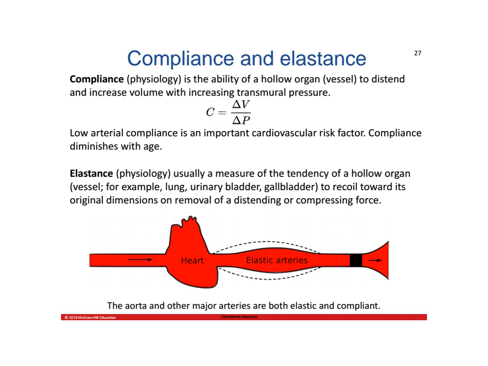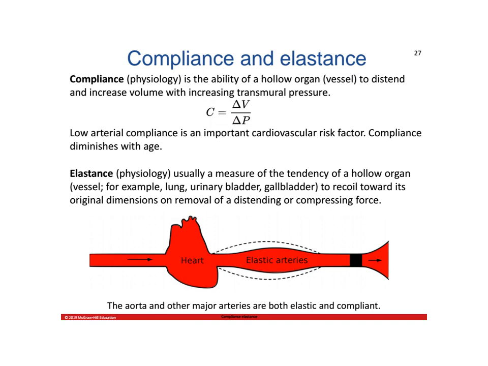In order to understand lung function, there are two terms we need to understand. The first is compliance. This is the ability of a hollow organ or vessel to distend and increase volume with increasing transmural pressure. So compliance is equal to delta V, change in volume, over change in pressure. So for example, you can imagine applying a certain amount of pressure to a blood vessel and then measuring the change in volume. The larger the change in volume for a given pressure, the higher the compliance.